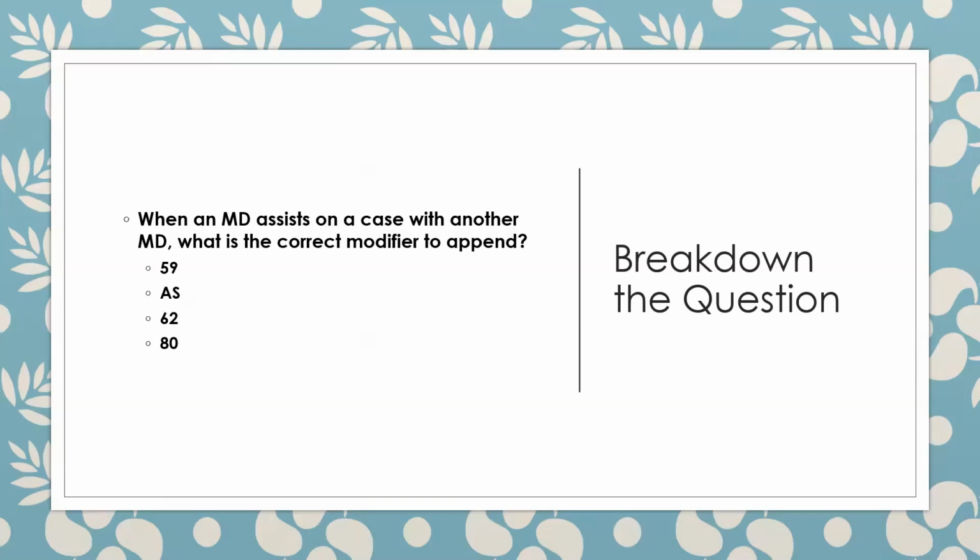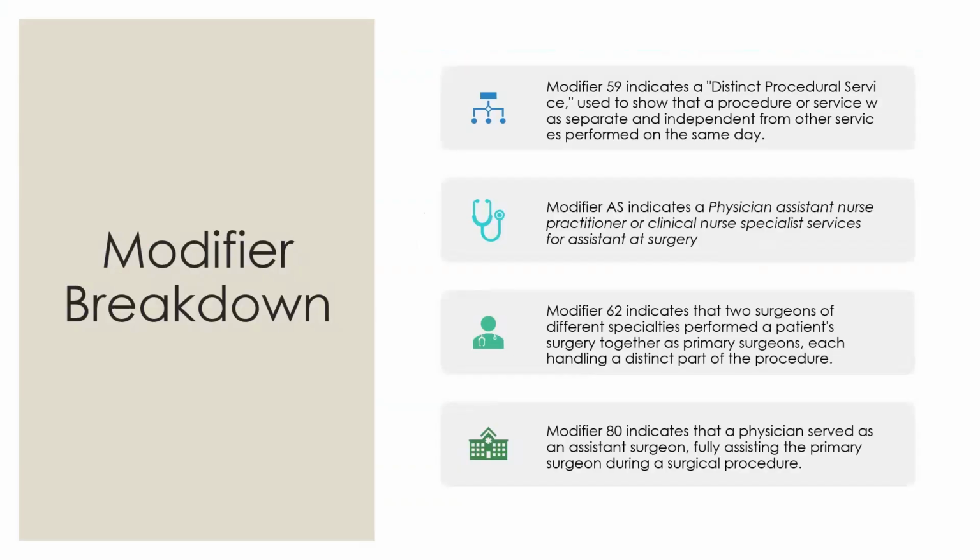We have a second example here of something that you could see on your test. In this particular question, we are finding out which is the appropriate modifier to append. Our question states, when an MD assists on a case with another MD, what is the correct modifier to append? In this question, what we want to look at is what are our modifiers? Modifier 59 indicates a distinct procedural service. This is used to show a procedure or service with separate and independent from another service provided.